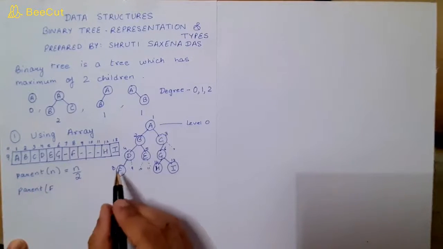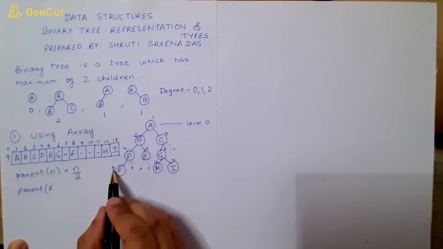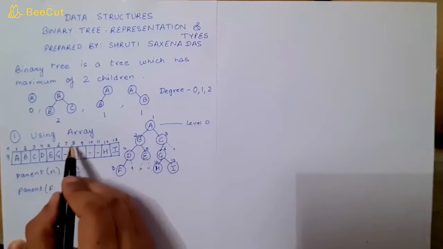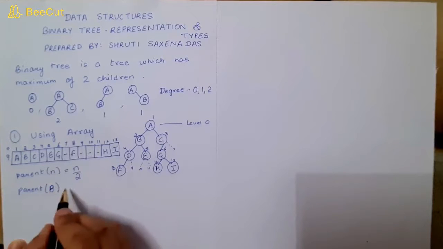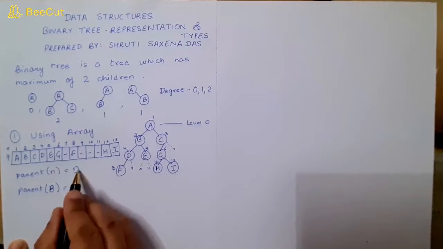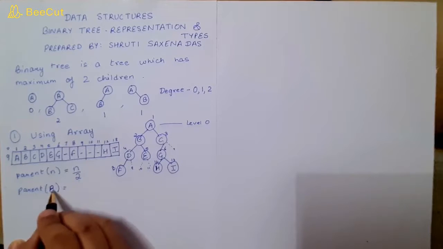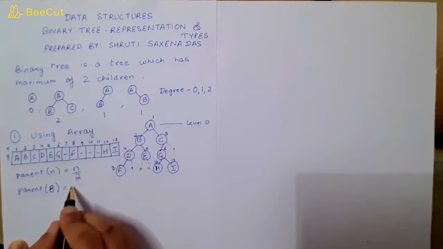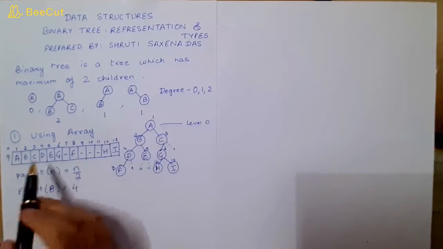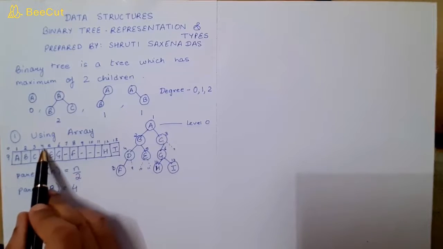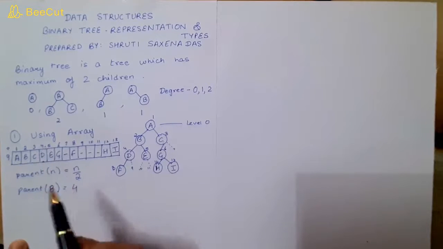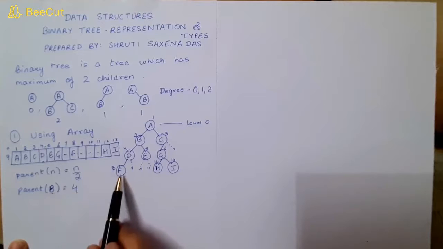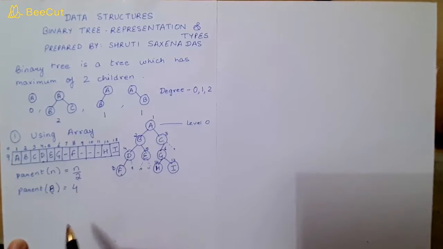Okay, parent of F means parent of 8. The number of F is 8, so I can write F or 8. So the parent of 8 will be n by 2, where the n value is 8, which we are taking. So n by 2 will be 8 by 2, that means 4. So what is the node which is present at 4? D. So D is present at index number 4. So D will be the parent of 8, that means of F. So like that you can find out who is the parent of which node.